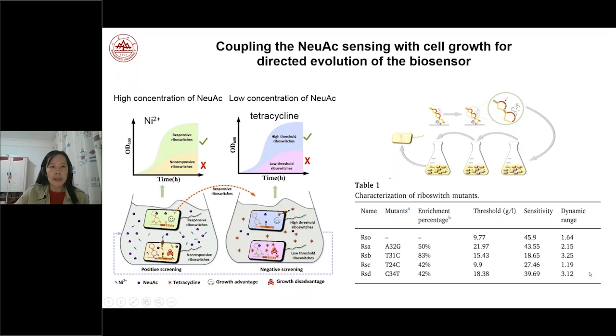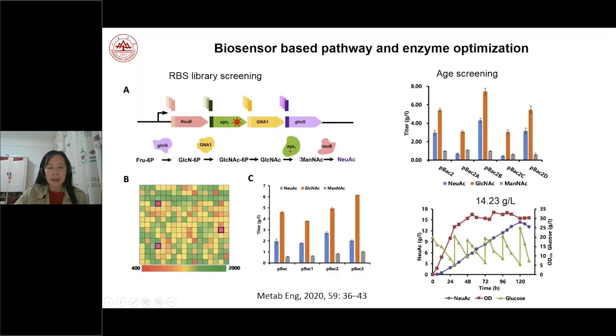Using one of those sensors, we screened the RBS library of the metabolite pathway and also screened the mutation library of the key enzyme in this pathway. Combining these strategies, the final titer of sialic acid reached 14 grams per liter, which is the highest when using glucose as the carbon source. So here we just demonstrated several examples of using the biosensor for high producer screening.